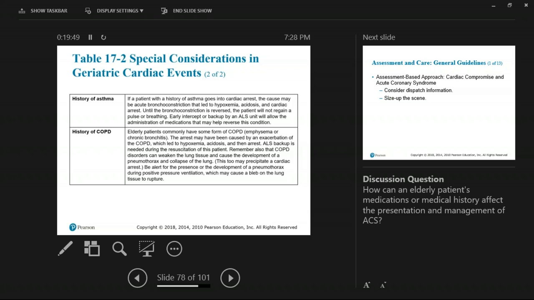And with any of these problems, where somebody's having a heart attack, now you have all these other comorbidities, or medical problems, that exacerbate, or another word for that is make worse, the situation. Okay?